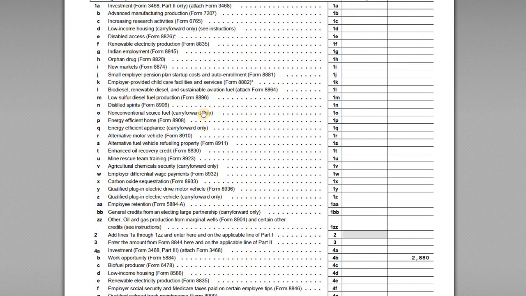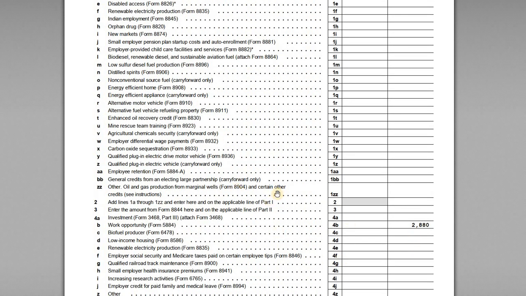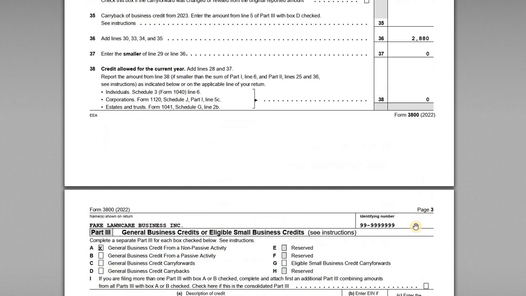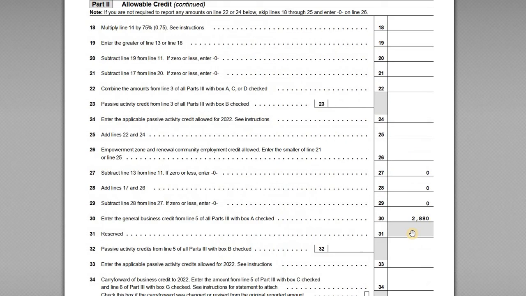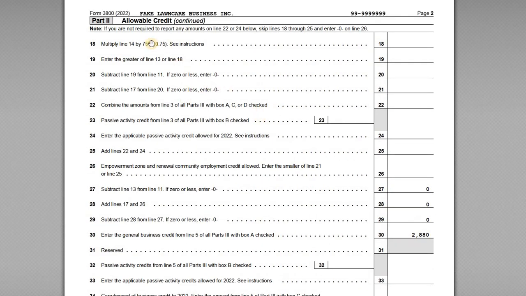Now, the $2,880 amount, this is where you would report all of these credits from these varying activities. So you'll notice, there's a lot of them here. In our case, we've only got the one credit, so we don't have to complete all these other relevant forms. But we've got the 2,880, and then ultimately that's flowing up here to page 2 of the 3800, where we compute the allowable portion of the credit.